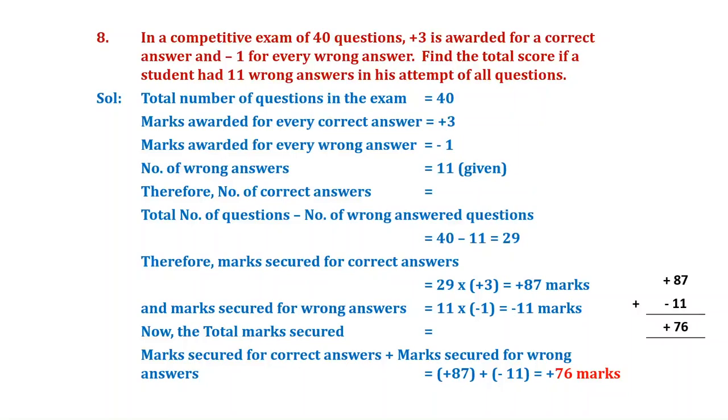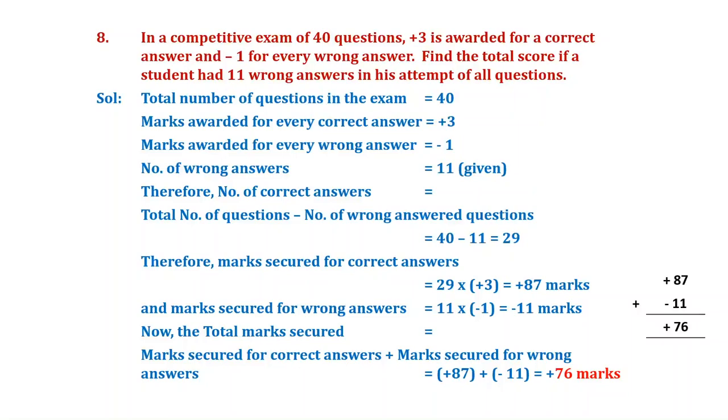So first of all, read the question thoroughly. In a competitive exam of 40 questions, plus 3 is awarded for every correct answer and minus 1 is awarded for every wrong answer. It means in this exam you have negative marks also. If you write a wrong answer, you will get minus 1 mark for every wrong answer. So this will be added to the actual marks, and then you will get fewer marks. So you should not attempt a question if you don't know the correct answer.